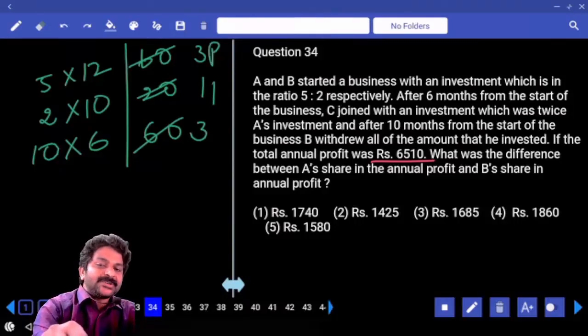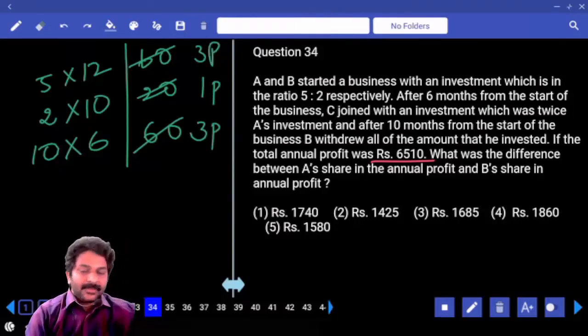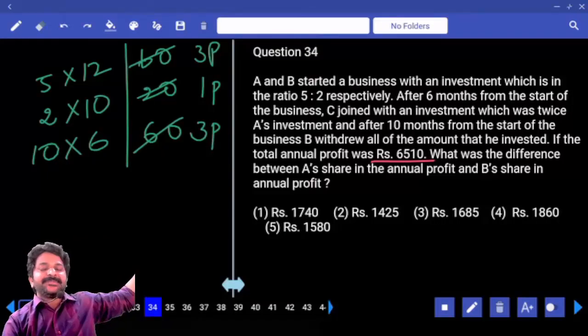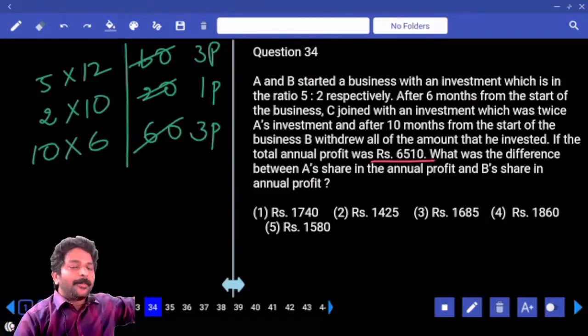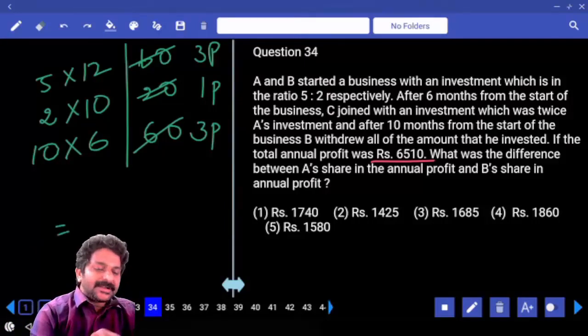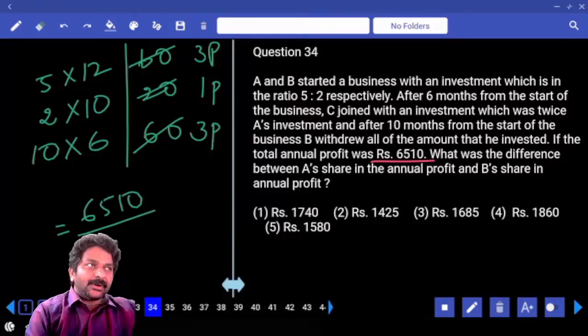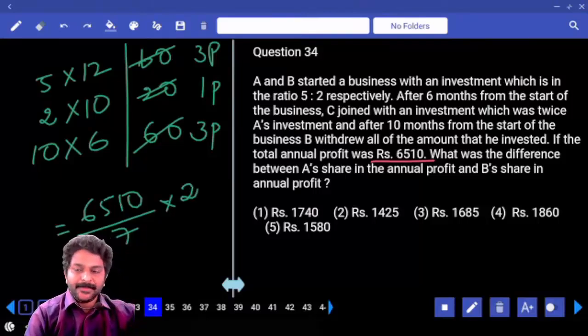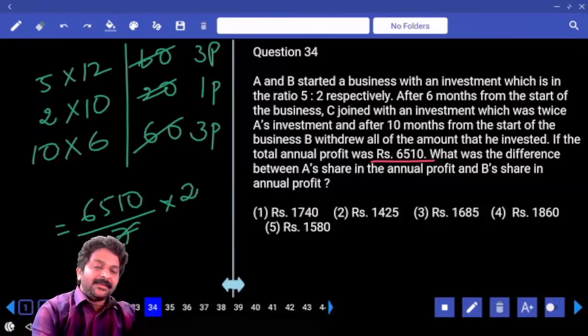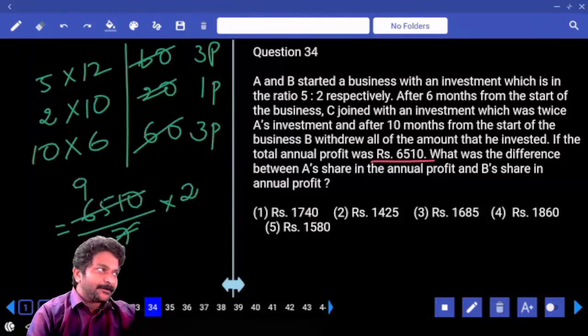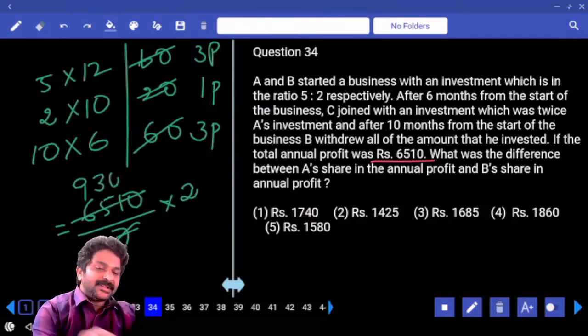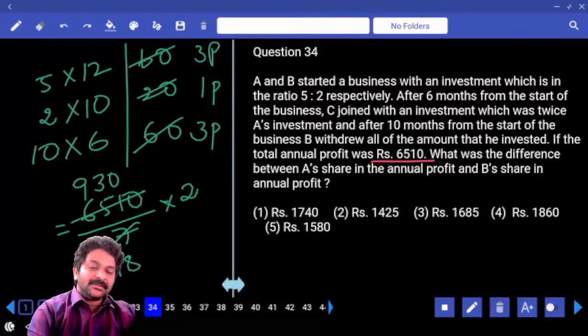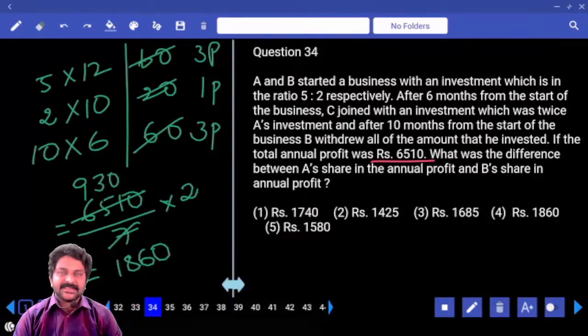So in total how many parts do we have? Our question is to identify the difference of share between A and B. How many parts is it? 2 parts. We have to calculate 2 parts. The total profit 6510 is divided into a total of 7 parts. 1 part is divided by 7 and we want to calculate 2 parts, that is into 2. 7 times 9 is 63, 21, 3 times and then 0. 930 times 2 is 1860.